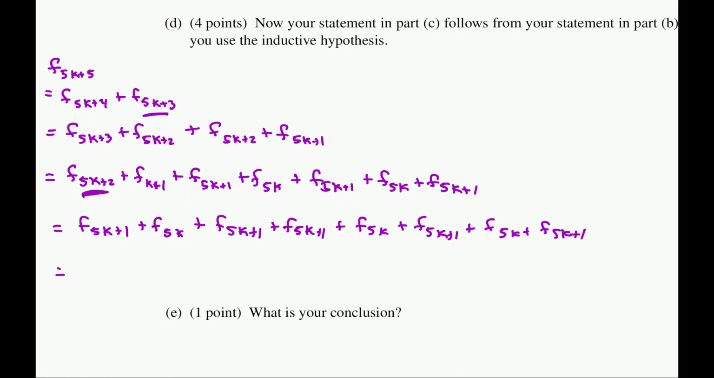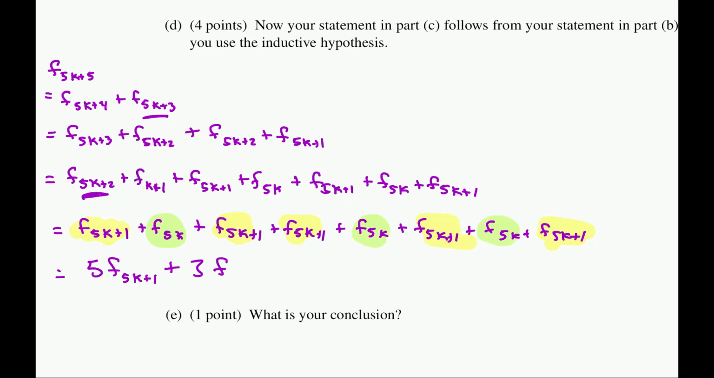But here's what you want to do. Count up the f(5k+1)s. Here's one, here's one, here's one, here's one, here's one. There is 1, 2, 3, 4, 5 of them. So there are 5 f(5k+1)s, plus, if we count the remaining terms, we have an f(5k), an f(5k), and an f(5k). So those are 3 f(5k)s, right?